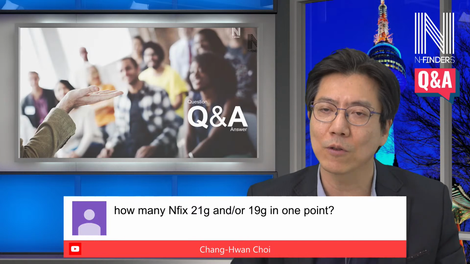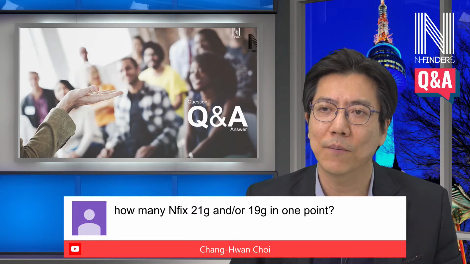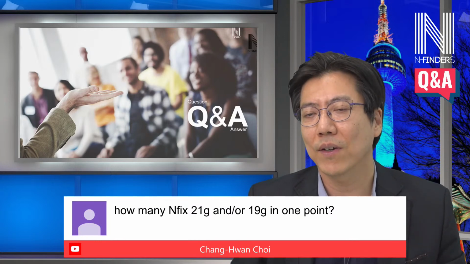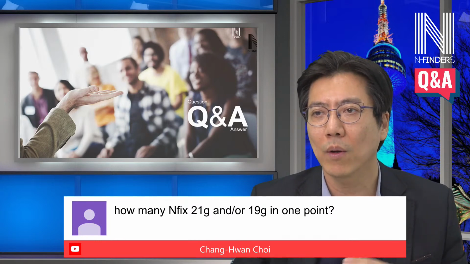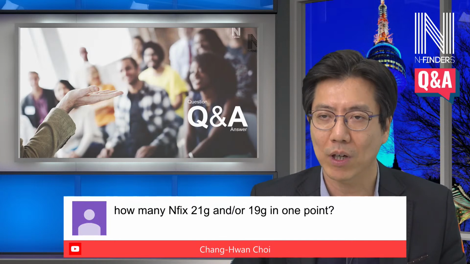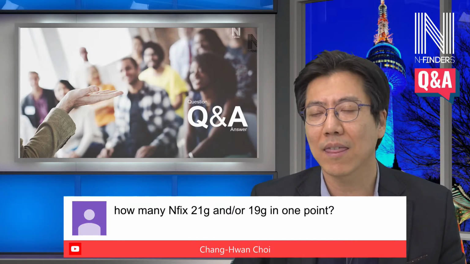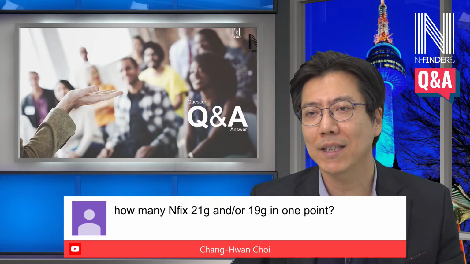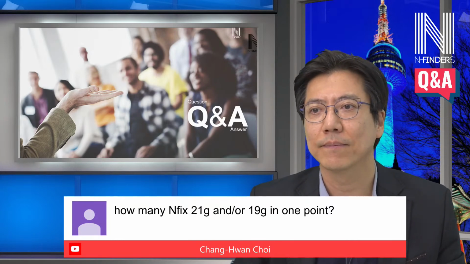So it totally depends on the skin and the patient's condition. If they have thicker skin and a thicker fat compartment, I put more 19 gauge End-fix threads. But if they have very thin skin and a thin fat compartment, I put a greater number of 21 gauge End-fix threads. Thank you so much.